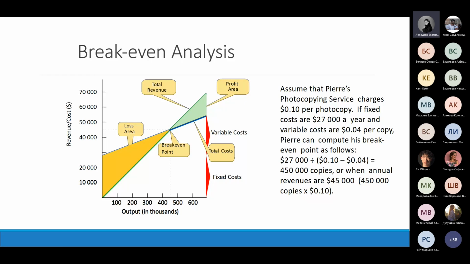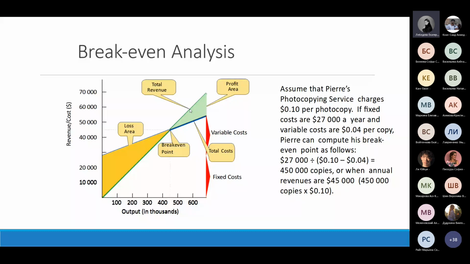And if you return back to our graph, we can see this yellow field here, which is the loss area, and this field, which is marked green, is the profit area. So if we produce more than our break-even point, we can calculate the volume of profit that represents the difference between the total cost and the total revenue. So this is how the break-even analysis could be used.